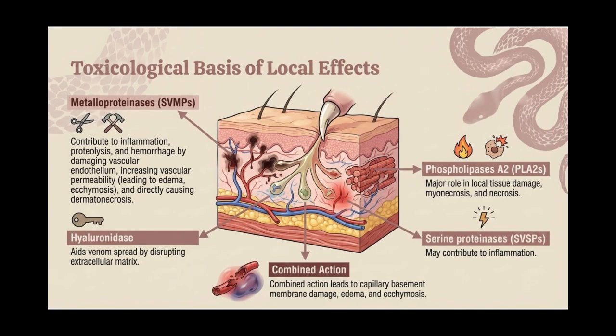Local tissue damage resulting from venom exposure is a complex process involving multiple components of the venom. Key contributors include metalloproteinases, which are enzymes that promote inflammation, proteolysis, and hemorrhage. They damage the vascular endothelium, increasing vascular permeability, which leads to the leakage of plasma and blood. This leakage manifests as tissue swelling and bruising, and these enzymes also directly cause skin tissue necrosis.